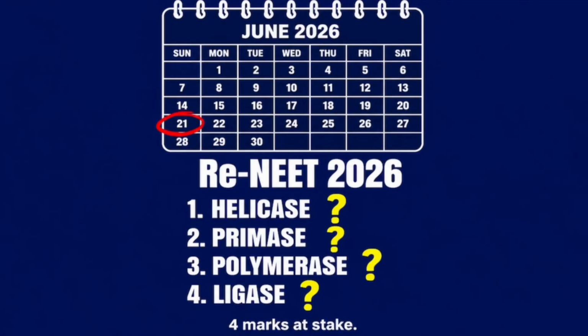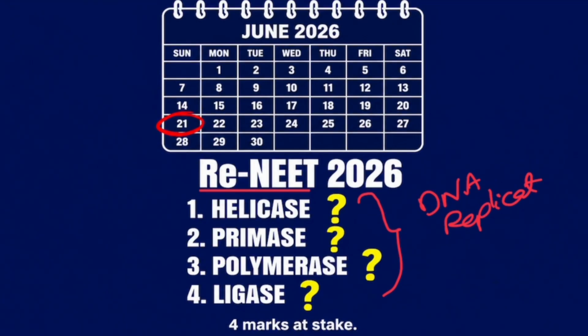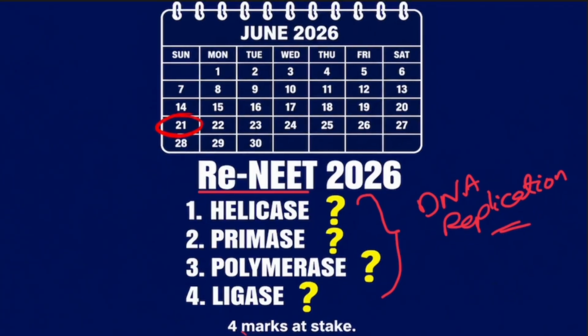30 days left for Re-NEET. And if I ask you the order of enzymes in DNA replication, most students mix up which enzyme acts first and which enzyme acts only on the lagging strand. That one confusion is why students lose 4 marks. Because NEET does not test mugging up, it tests whether you understand why each enzyme comes.